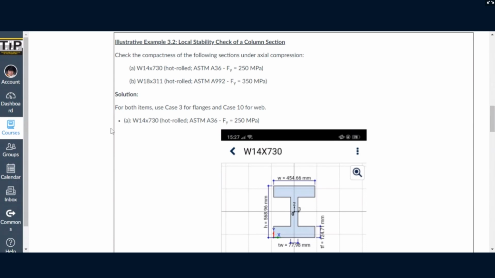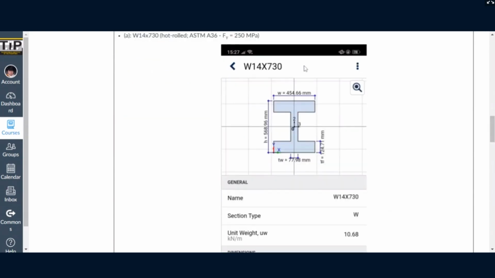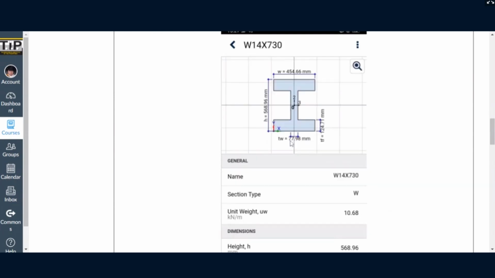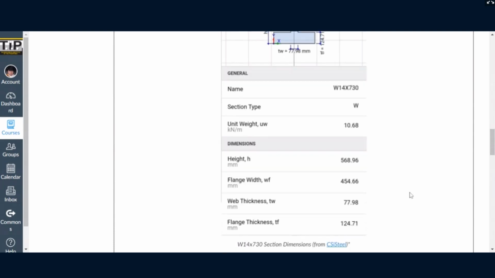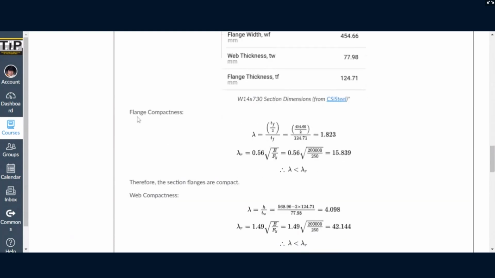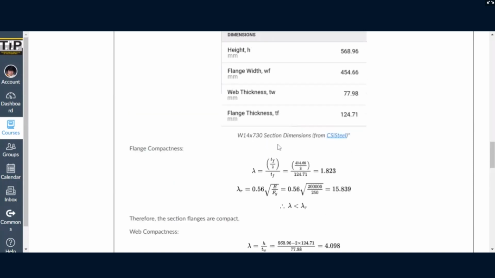So we first have W14 by 730 made of A36 hot rolled. This time I did not use the ASEP handbook, just to demonstrate the use of the CSI steel. So I just select the section and there you go, its dimensions. This one. So for the compactness of the flange, I check it. Lambda of the flange is half of the flange width over TF. That's why BF over 2 is here, all over TF. Then you just substitute this. We get the width thickness ratio to be 1.823. This one is the limiting value for the compactness of the flange.